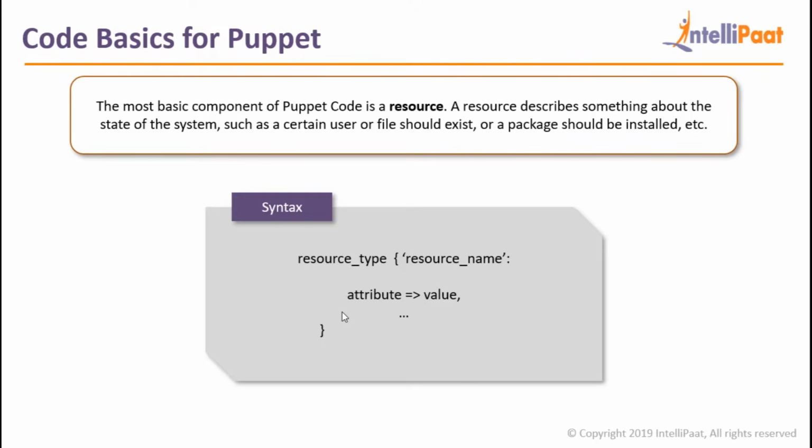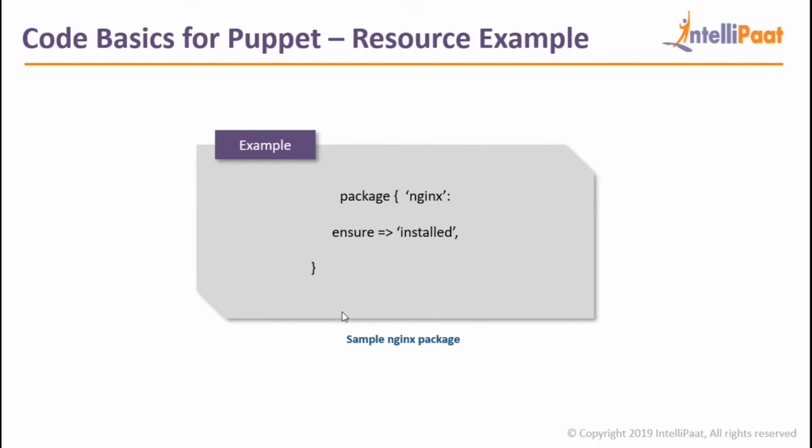Now don't worry if you are getting scared with the syntax. Let me go ahead and show you an example which will clear things up more. So guys, this is a sample syntax for a resource. Over here we have defined a package. Say you want to install Nginx on an agent, all you have to do is define this resource. What is Nginx? Nginx is a package. So the resource type is package, the package name is Nginx. And what do we want with Nginx? We want to ensure that it is installed on the system that we are targeting, right?